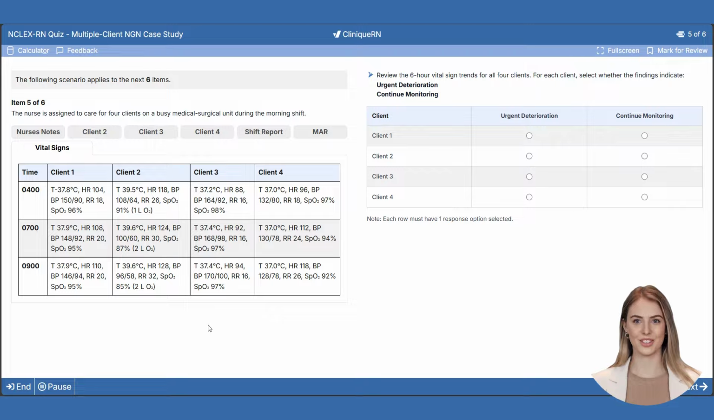2 liters oxygen. Client 3, temperature 37.4 degrees Celsius, heart rate 94, blood pressure 170/100, respiratory rate 16, peripheral capillary oxygen saturation 97%. Client 4, temperature 37.0 degrees Celsius, heart rate 118, blood pressure 128/78, respiratory rate 26, peripheral capillary oxygen saturation 92%.